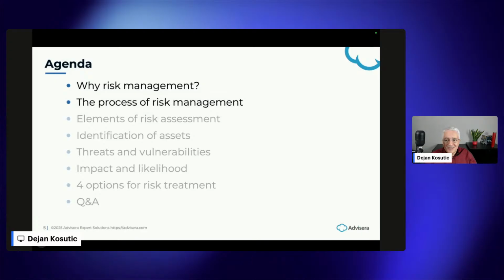Then I'll explain this process of risk management. There are 5 steps there. Then I'll show you what the elements of risk assessment are and, consequently, how you can write the risk assessment methodology. You will see also there are 5 mandatory elements and a couple of more additional elements. And then I'll take you through these steps of identifying assets and then vulnerabilities and threats, and then also assessing the impact and likelihood. So basically calculating the level of risk.